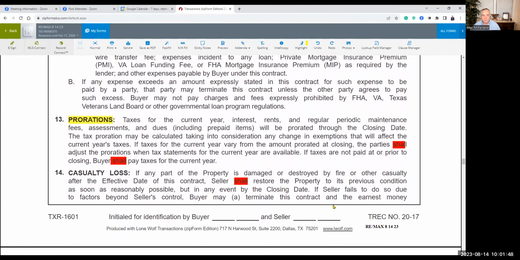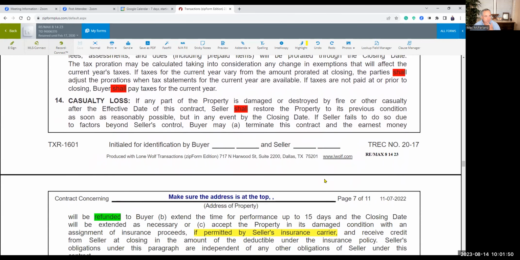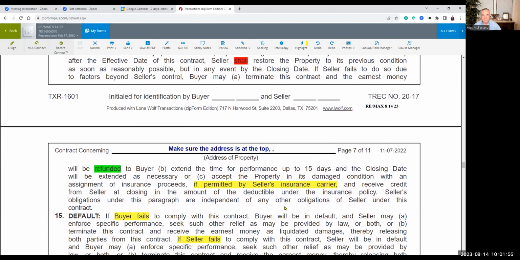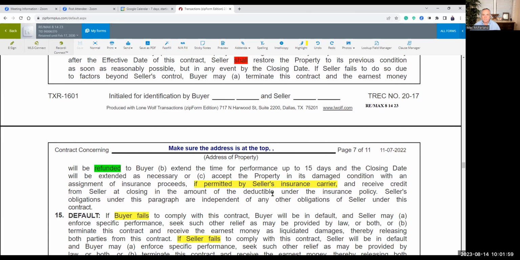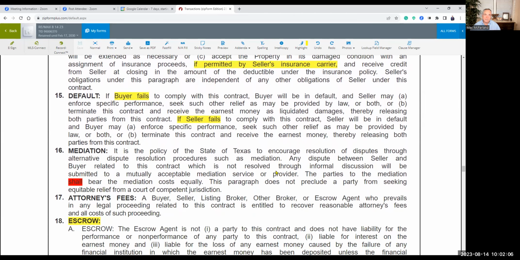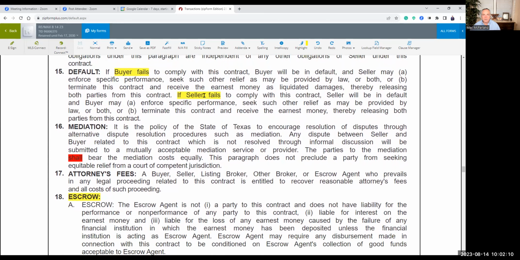Prorations, we talk about those. We want to make sure we have that. Casualty, remember that the owner is responsible for getting the property back up. If they cannot do it, the buyer can go ahead and accept it and accept the insurance if the insurance carrier allows that. And that's a big part of that. If default, there's paragraph 15. If the buyer fails or if the seller fails, here's what goes on. I do not want to interpret this for them. I want them to read it. That's best practice, in my opinion, is to let them read it so they can figure out what's going on.